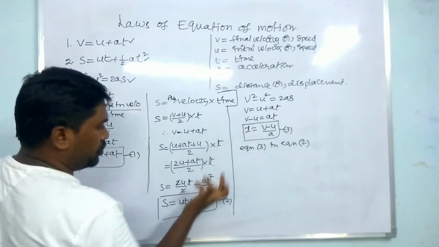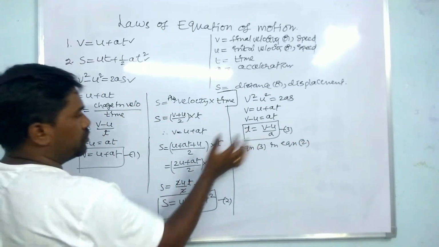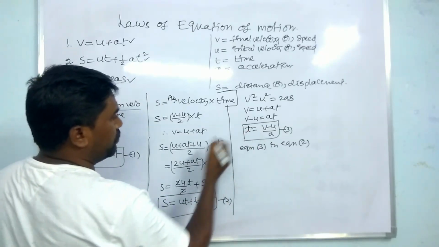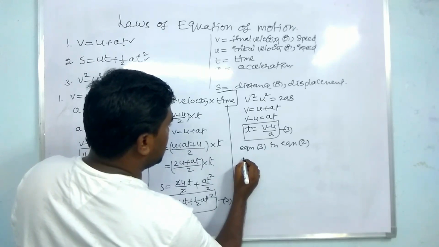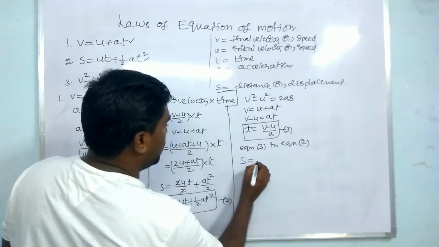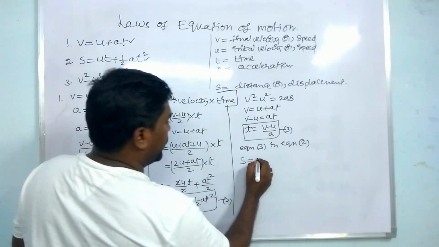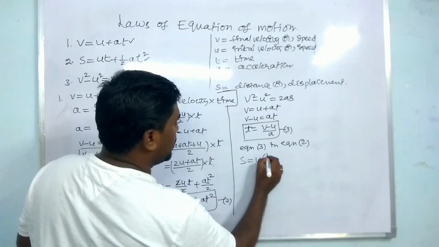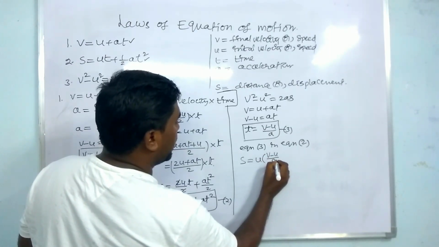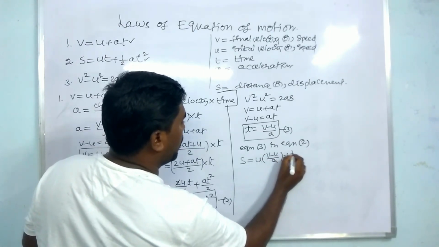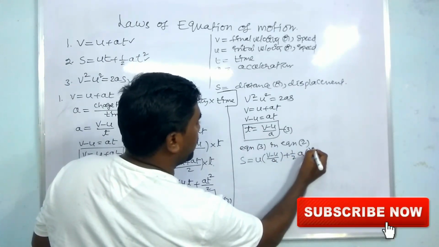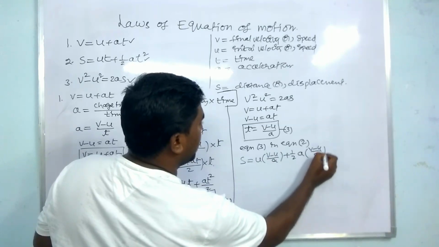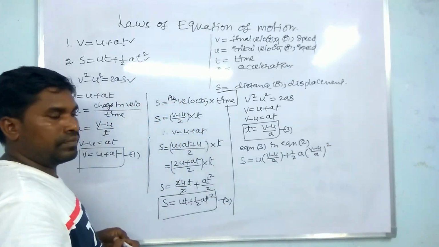So this will be substituted in equation 2. The t value should be substituted in this equation. We can get v square minus u square. So s is equal to ut plus 1 by 2 at square, where t is equal to v minus u by a, so a into t is equal to v minus u, and at square is v minus u by a whole square.